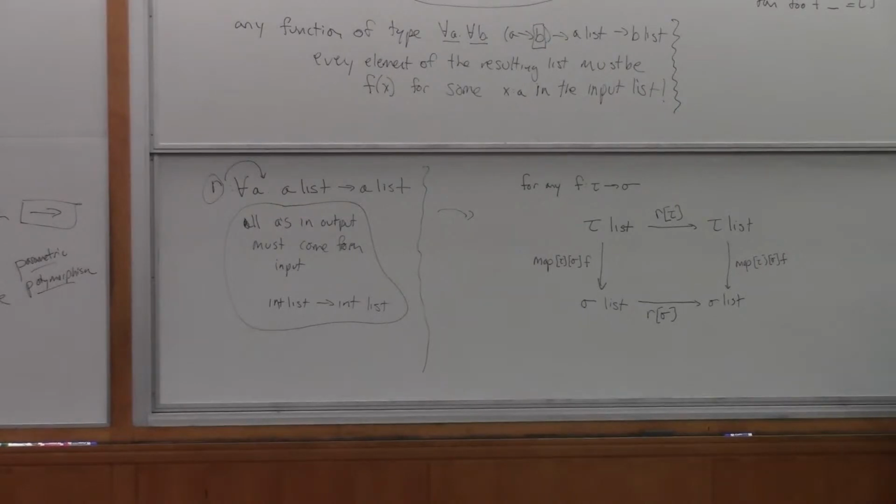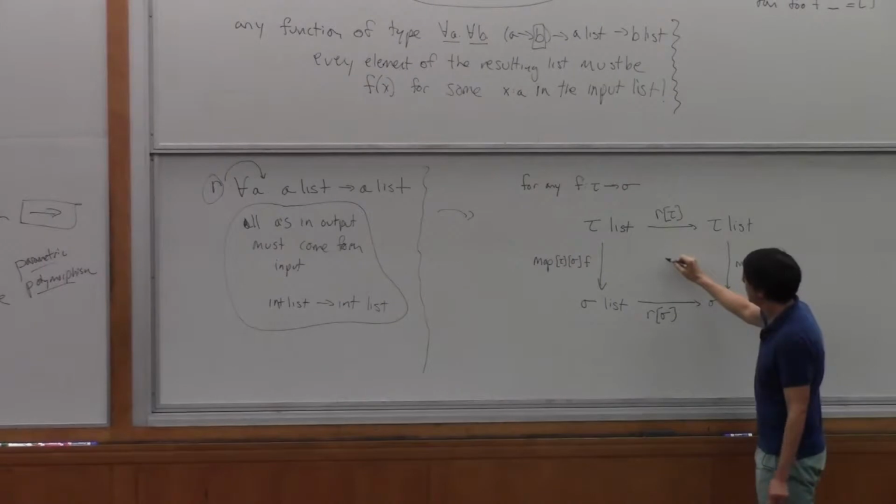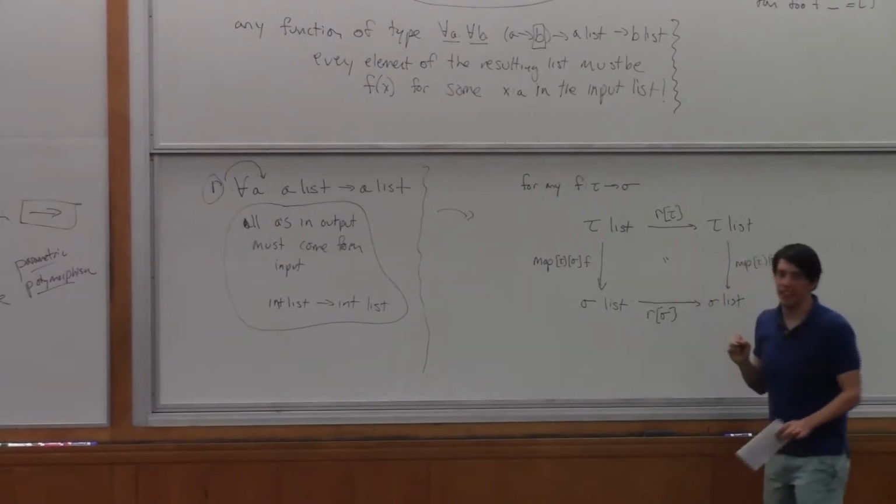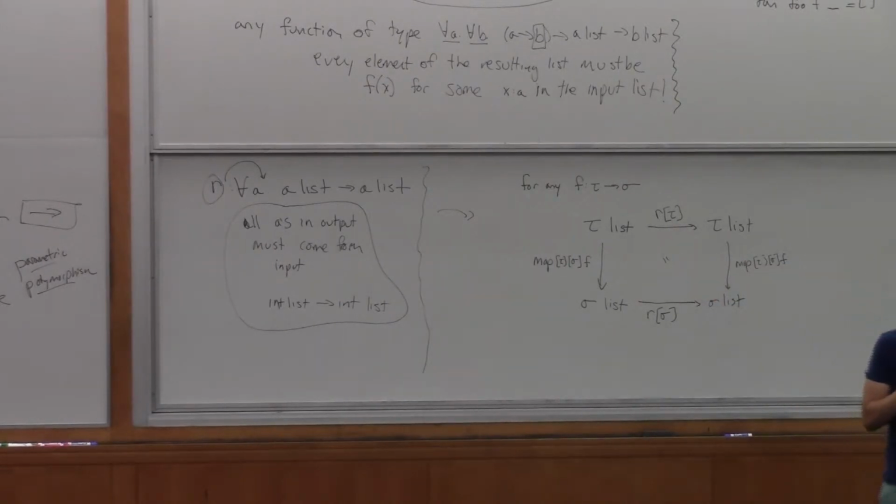So it will turn out that that diagram commutes. Okay. Ed talked yesterday about commutative diagrams. What does it mean in syntax that that diagram commutes?